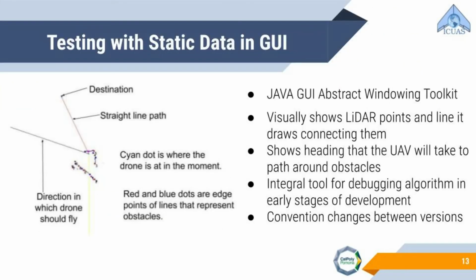To test the algorithm, a Java GUI was created using Abstract Window Toolkit. It can visually show what the algorithm will output given different points. Unlike the first algorithm, which could be easily debugged because of its simplicity, this GUI was instrumental in testing and iterating on the edge pathing algorithm.